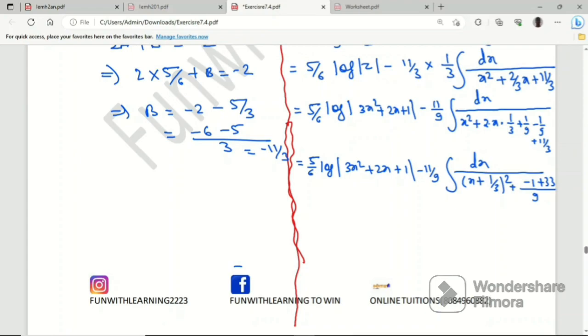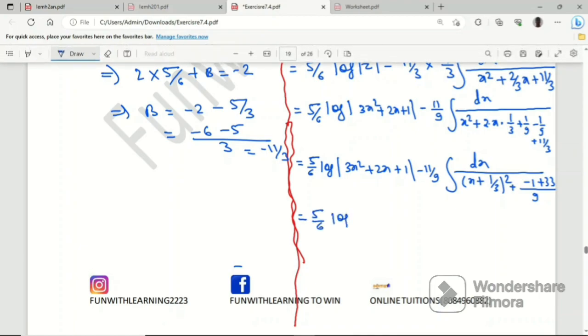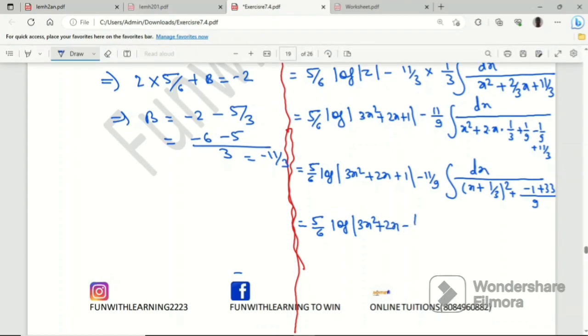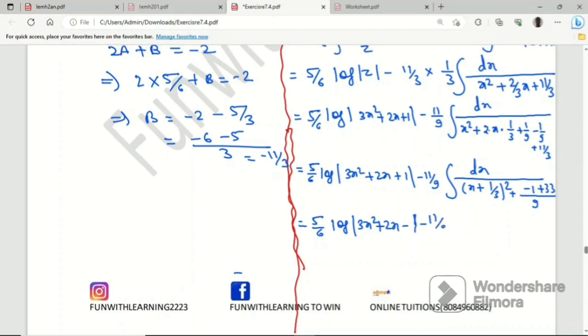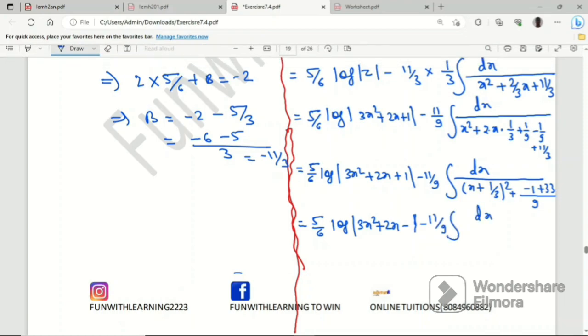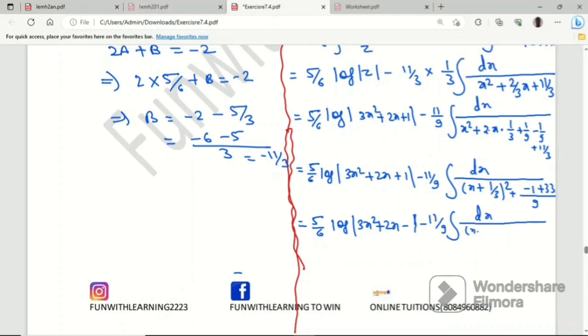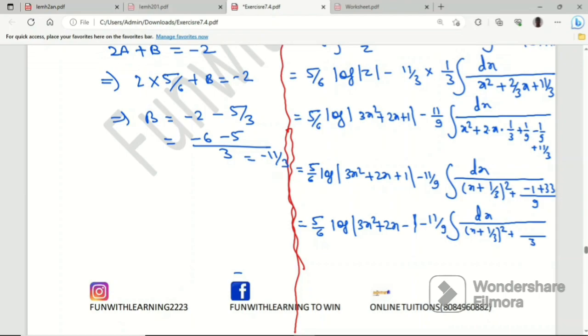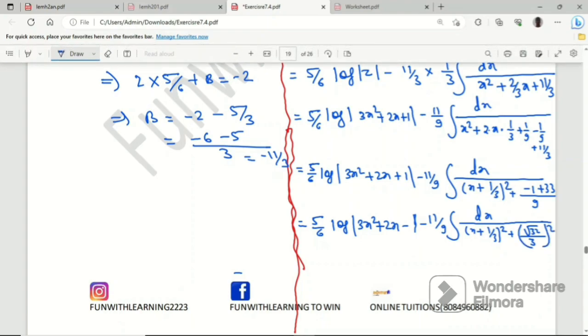So I will get 5 by 6 log 3x square plus 2x plus 1 minus 11 upon 9. So it is going to give me dx upon x plus 1 upon 3 the whole square. After adding I will get plus 3 I am putting as square, and 33 minus 1 it will give me 32. So under root 32 upon 3 whole square. I will get something like this.